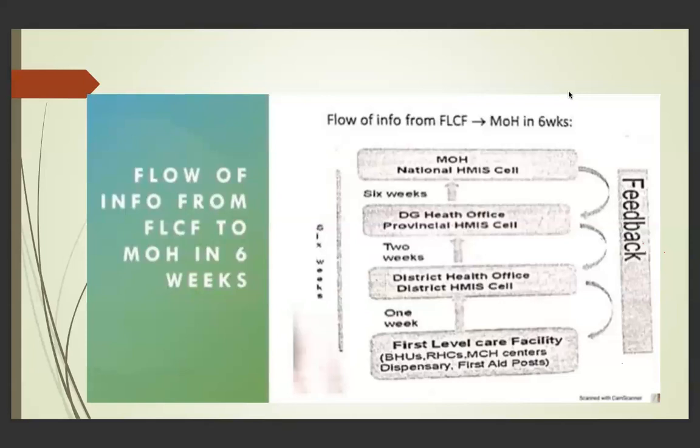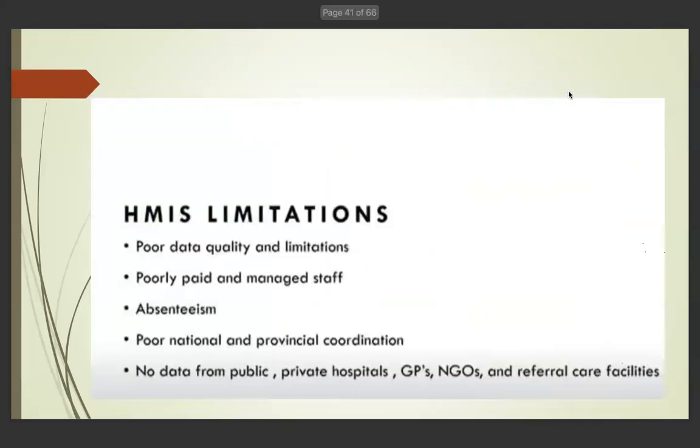The time taken would be 1 week till the information goes to the district health office, and then within a 2 weeks time period, it would be going to the DG office, and then within 6 weeks to the national HMIS cell. HMIS limitations include poor data quality, poorly paid and managed staff, absenteeism, poor national and provincial coordination, and no data from public and private hospitals, GPs, NGOs, and referral care facilities.